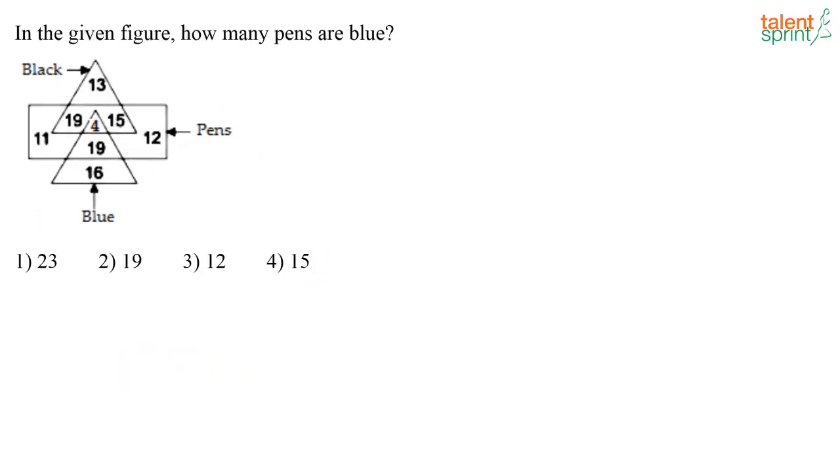Next one. In the given figure, how many pens are blue? See, blue and pens, right? It represents this set, that is 19 plus 4, that is equal to 23. How many pens are blue? So this set, blue and pen, they should intersect, that is this region, pens plus blue. This triangle is blue, this rectangle is pen. So pens that are blue is 19 plus 4.